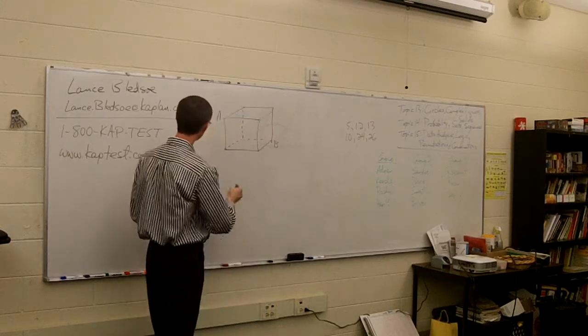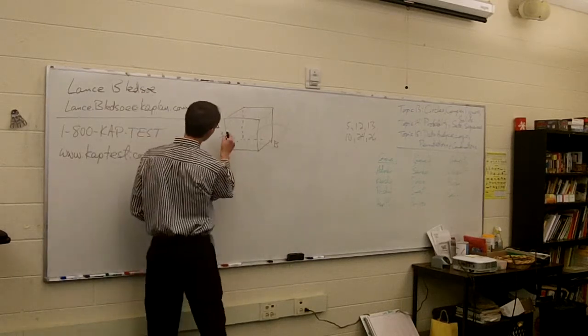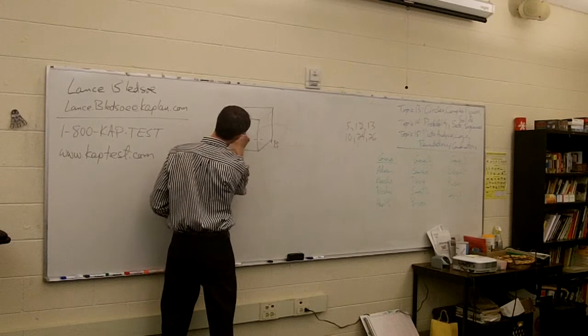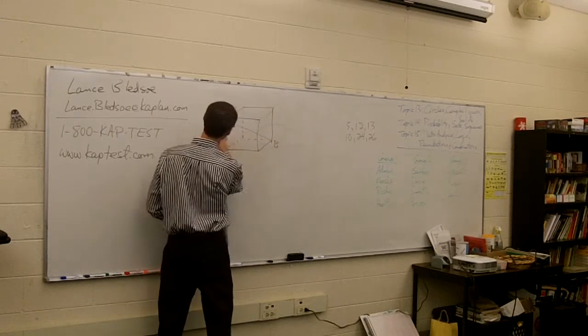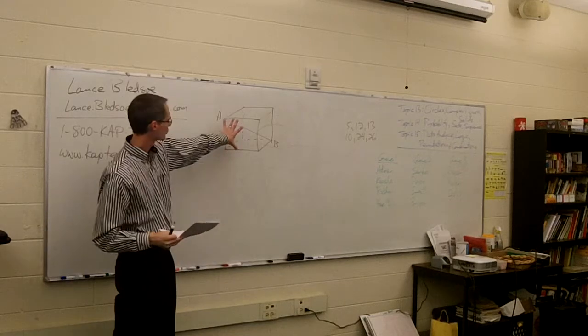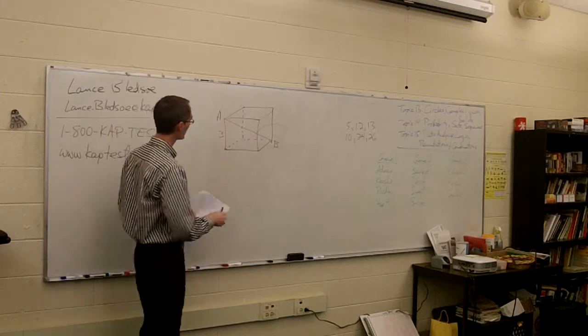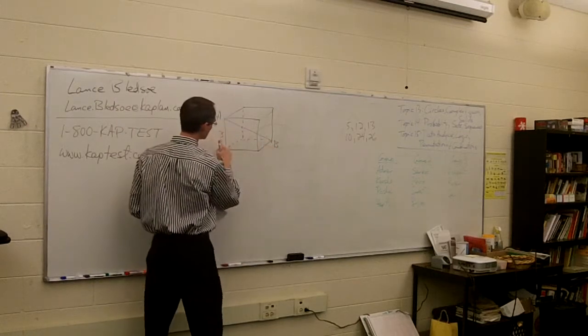And I'm told that the length of an edge of my cube is 3. And I'm asked to find this straight line distance from A to B. All right. Now this one, you kind of have to use your imagination here because I'm drawing a 3-dimensional figure on a 2-dimensional space. But I'm looking for this distance from A to B.